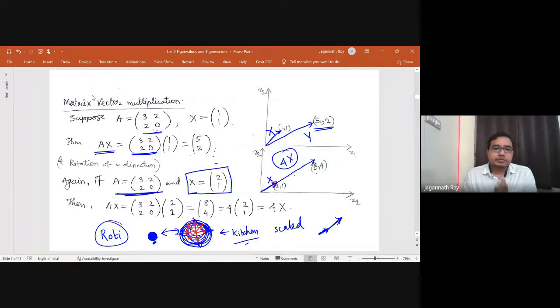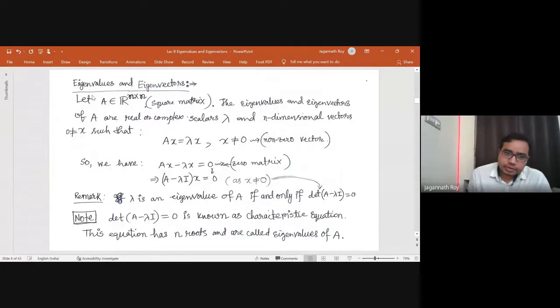Now, if you have understood this geometry, then you have understood the concept of eigenvalues and eigenvectors. So now the formal definition of eigenvalues and eigenvectors. So what is it?